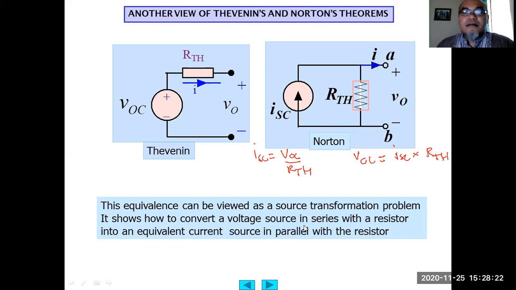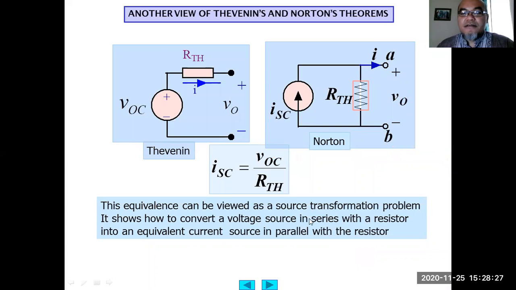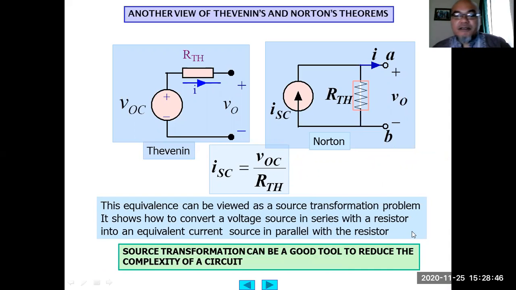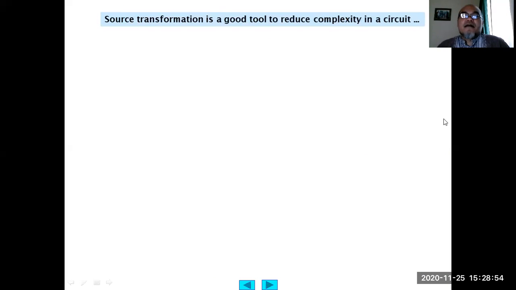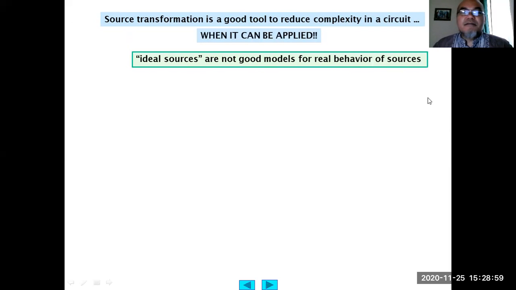Okay. This equivalence can be viewed as a source transformation problem. It shows how to convert a voltage source in series with a resistor into an equivalent current source in parallel with the resistor. Source transformation is a good tool to reduce the complexity of a circuit when it can be applied.